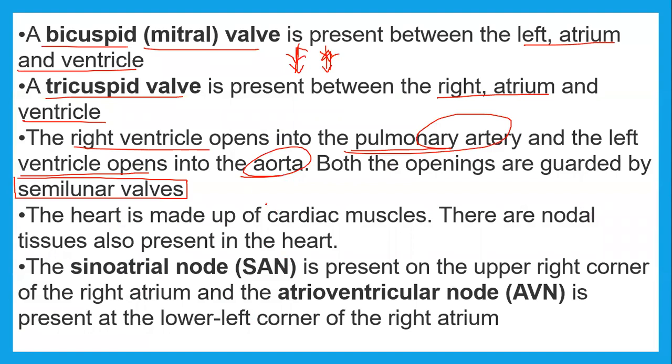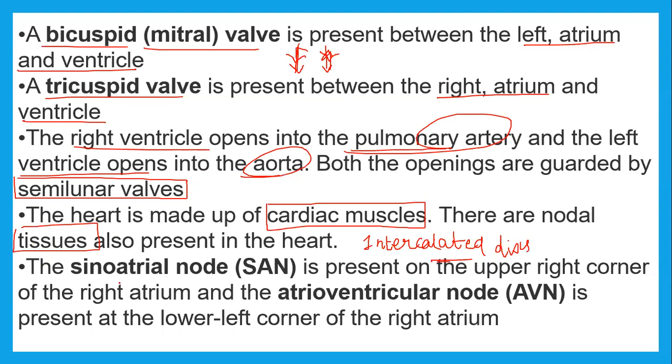The heart is made up of cardiac muscle. Intercalated discs are present. Very important. In the cardiac muscle, you will have the presence of intercalated discs. Structural organization you have studied. And certain nodal tissues are also present in the human heart. The very important nodal tissue that helps in the initiation of heartbeat is the sinoatrial node.